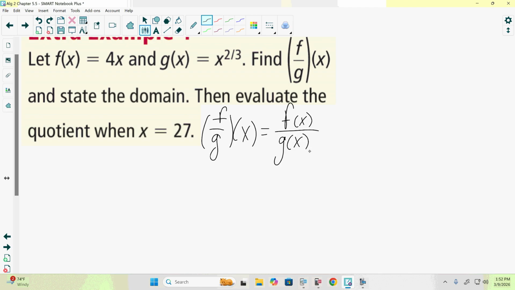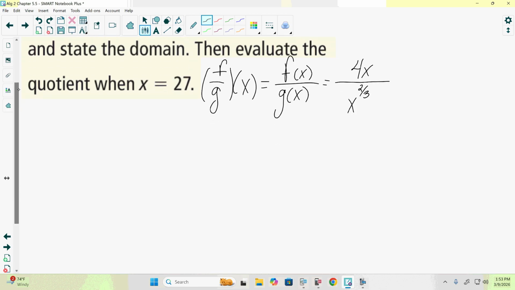F of x divided by g of x. F of x is 4x, g of x is x to the 2/3, so we have 4x over x to the 2/3. Since we're dividing like bases, we will subtract the exponents.